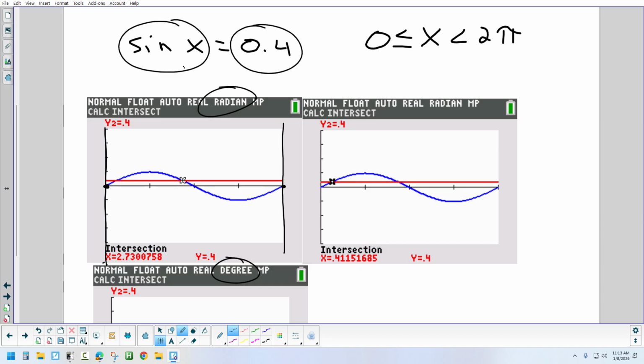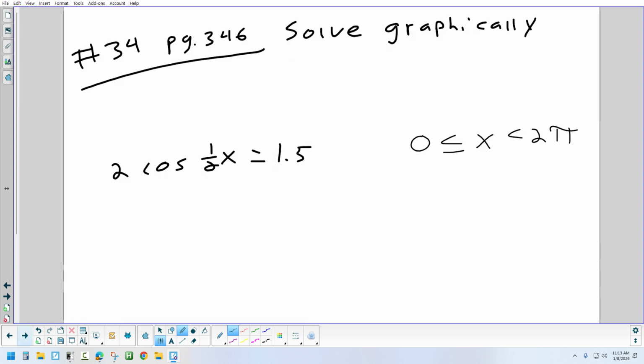0 is exactly the same as 360. That's why we don't include both. So in this problem, they're specifically saying include the left edge of the screen, but don't include the right edge. Okay? Because the right edge is a repeat. It's the left edge starting over in the next cycle.